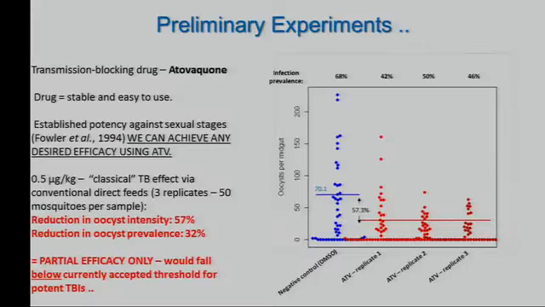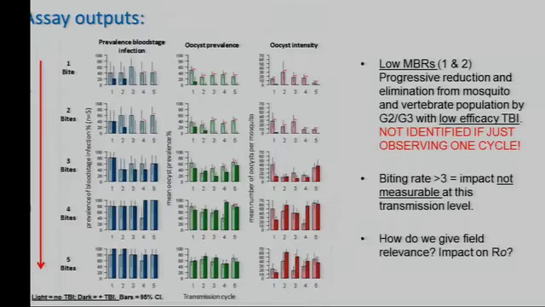So this is a partial efficacy only. It's a TBI that we would practically consider as useless compared to others out there, and I'll come back to that later. So then, as I mentioned, we perform the assay and we get a huge amount of outputs. The 3 most important outputs are here.